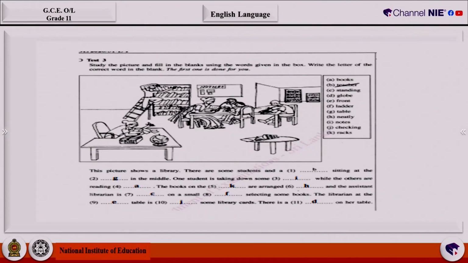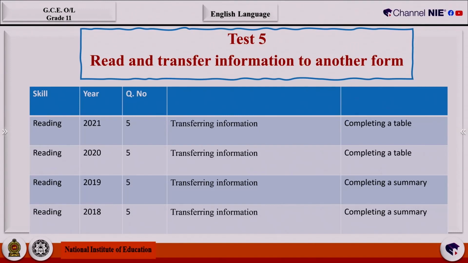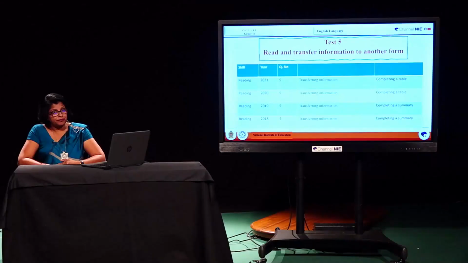So far we have discussed questions from question number 1 to number 4. And let's talk about question number 5, or we call it test 5. Test 5 is a reading test. Your reading ability will be tested here. So what are we going to do here? We have to read a simple paragraph, and we have to transfer some information into another form. Maybe we are reading the paragraph and transferring some information into a table. Or maybe we are filling the blanks of a summary based on the given paragraph.